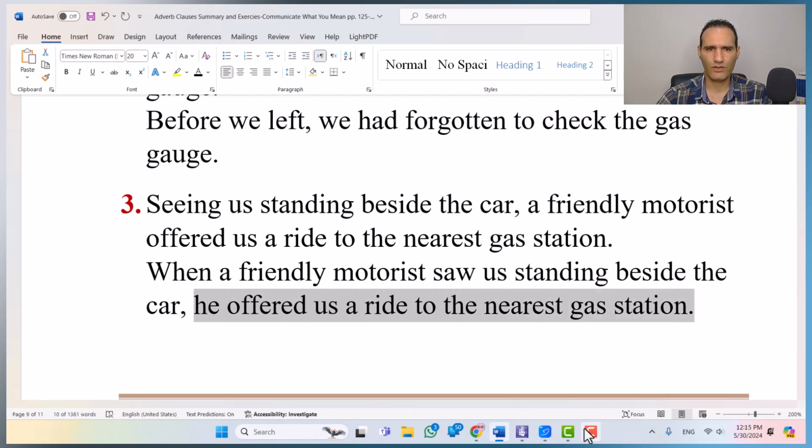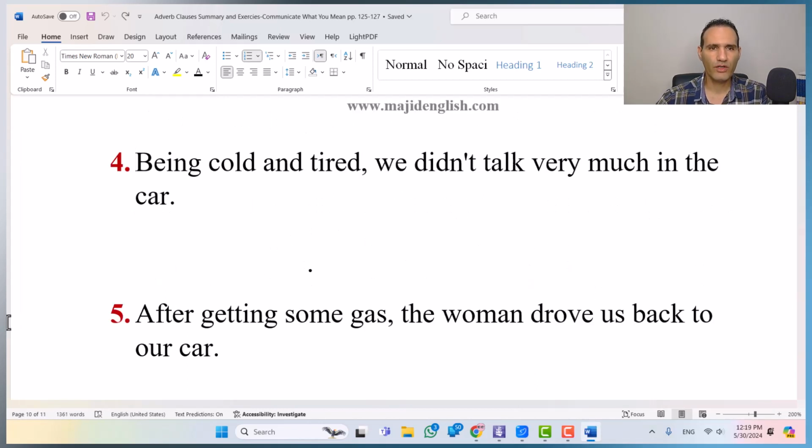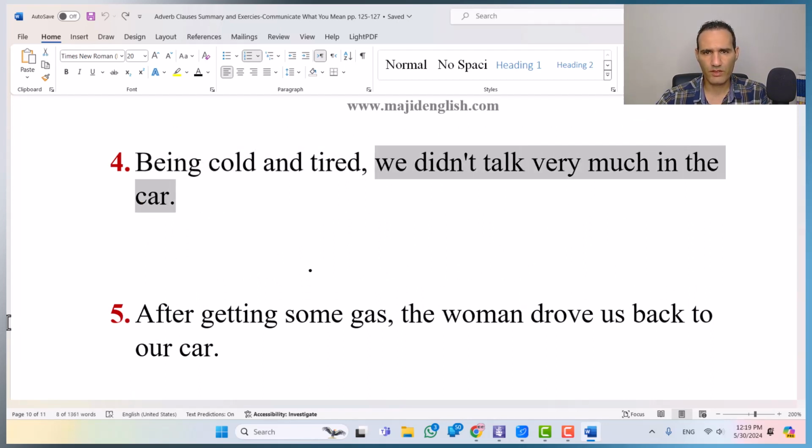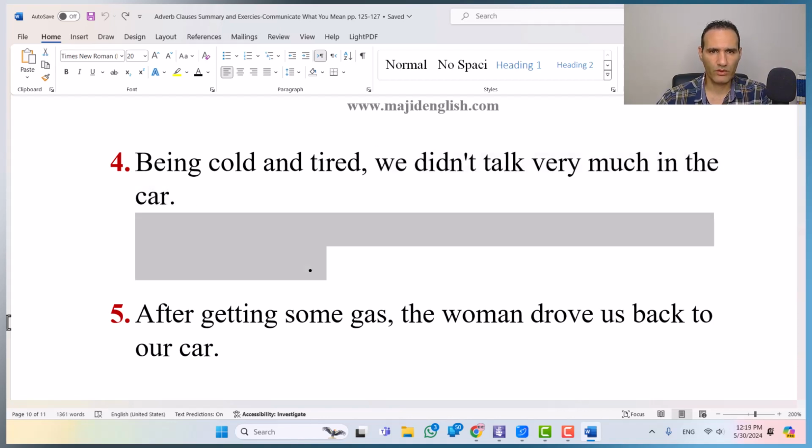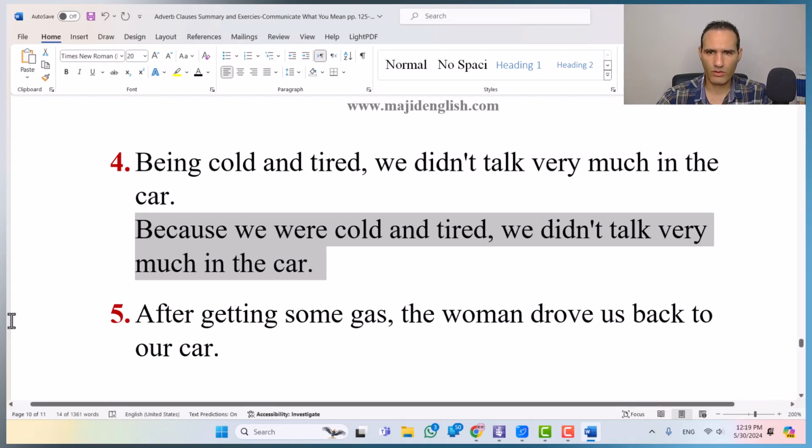Okay. Number 4, being cold and tired. We didn't talk very much in the car, so the subject is we, because we were cold and tired, right? Because we were cold and tired, we didn't talk very much in the car.